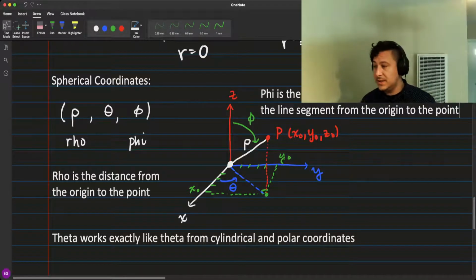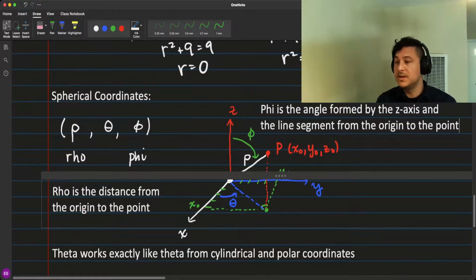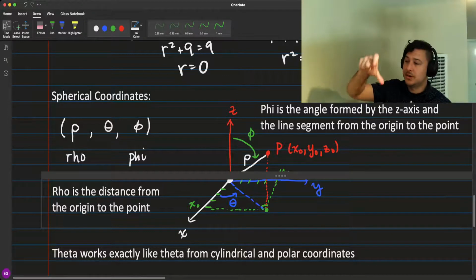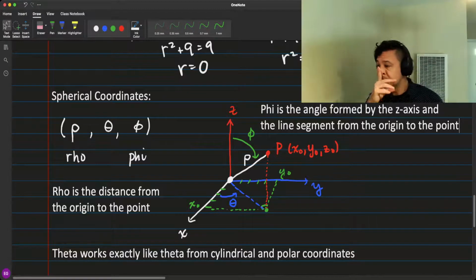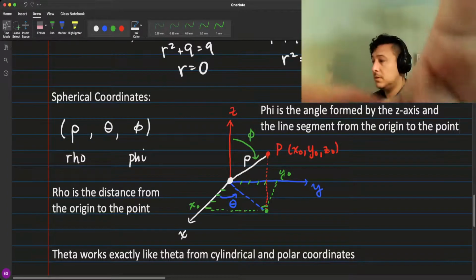And the equations, oh, you can't see the writing. There we go. So phi is the angle formed by the z-axis and that line segment, which goes from the origin to the point. Can you see it now? Okay, cool.